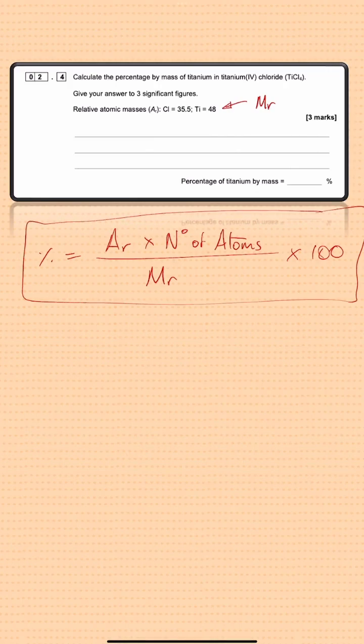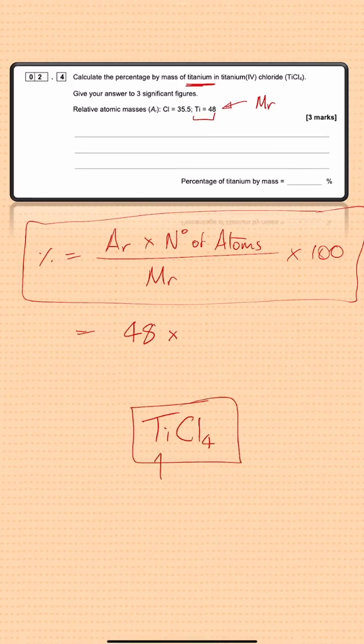So let me explain. We want the AR of titanium. Here, we've got that here. Remember, it's saying calculate the percentage mass of titanium. So 48 times by the number of titanium atoms here is TiCl4. So there's only 1 titanium atom here, isn't there? There's 4 chlorines, but only 1 titanium. So you do 48 times by 1 divided by the MR of TiCl4. How do we work out the MR? We do 48 plus, and if you look at chlorine, chlorine is 35.5. But there's 4 chlorines, so you do 35.5 times by 4.